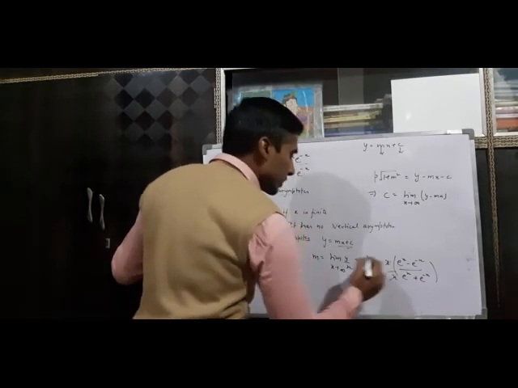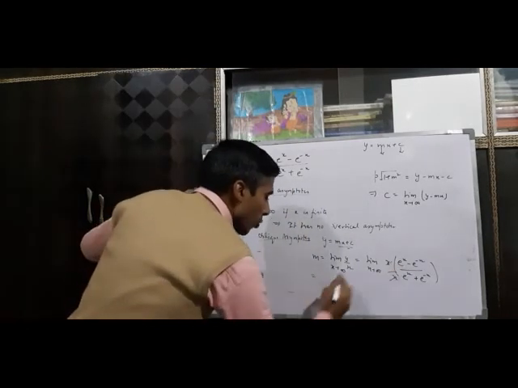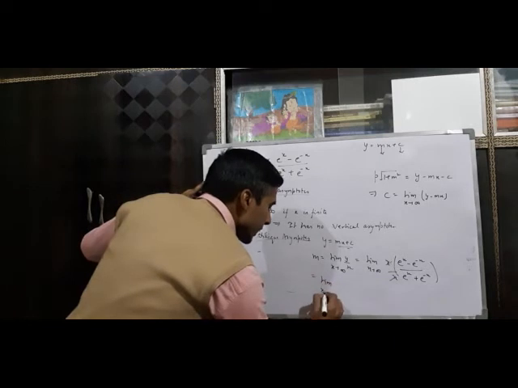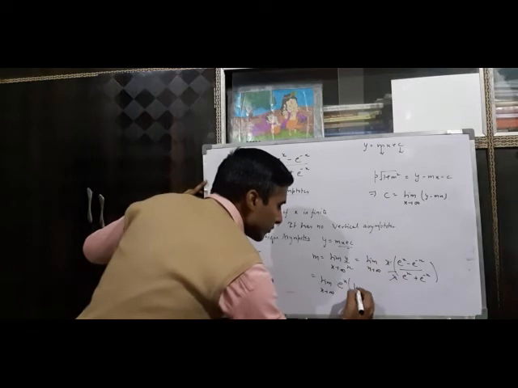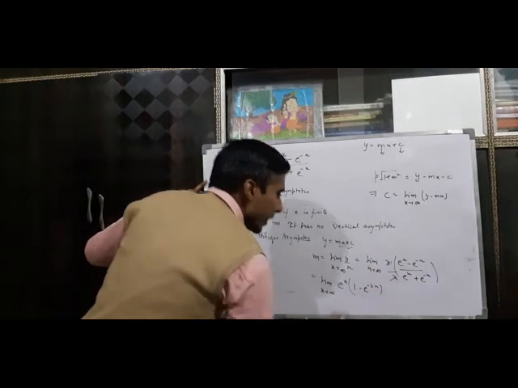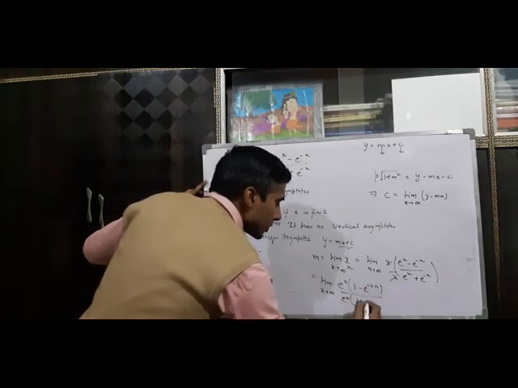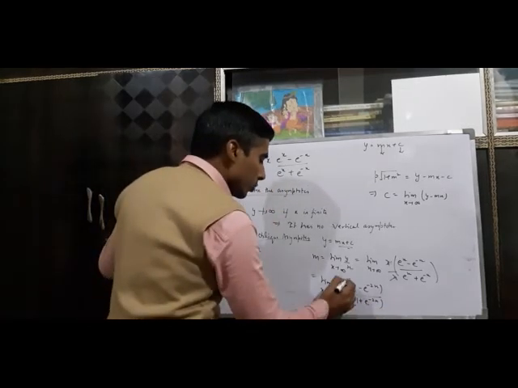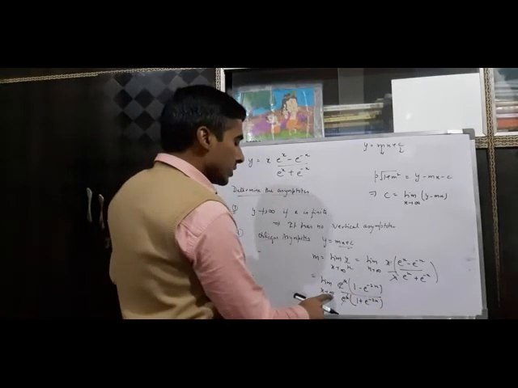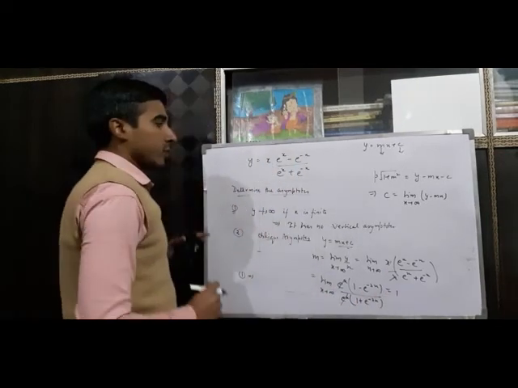So x to x will be cancelled. Now we can take e^x common, so we can rewrite it as limit x tending to infinity of e^x times (1 minus e^(-2x)), and in the denominator we can take e^x common, e^x times (1 plus e^(-2x)). So e^x and e^x cancel. When we put x to infinity, we will get m is 1.